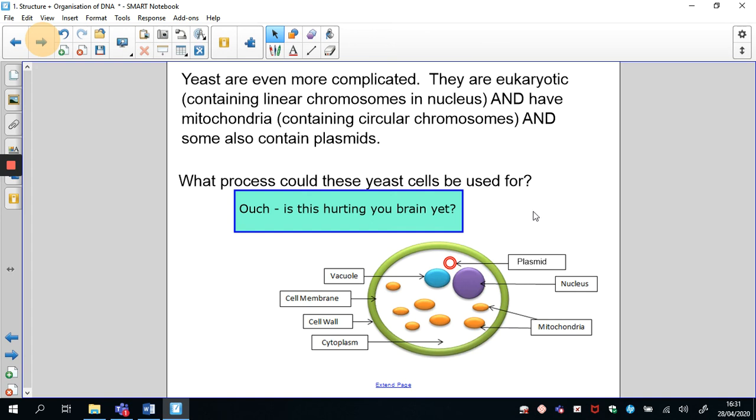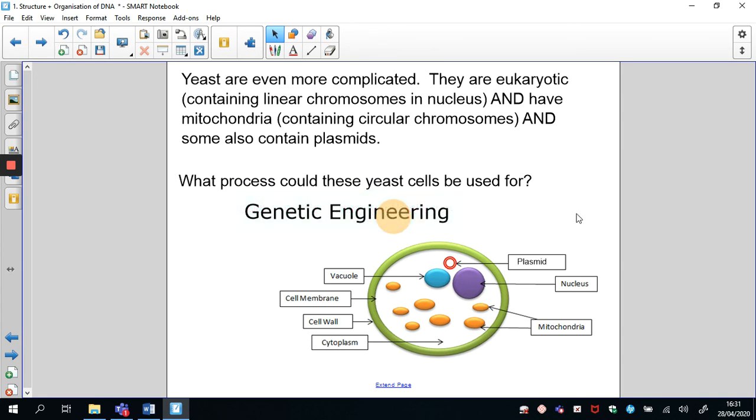And just as a little bit of revision, can you remember this from Nat 5? What process could a yeast cell like that be used for? Because it's got a plasmid, there's a process that you know that plasmids are useful for. So have a think, have a pause. I'm about to click the button here. It is genetic engineering, if your brain can remember that far back.